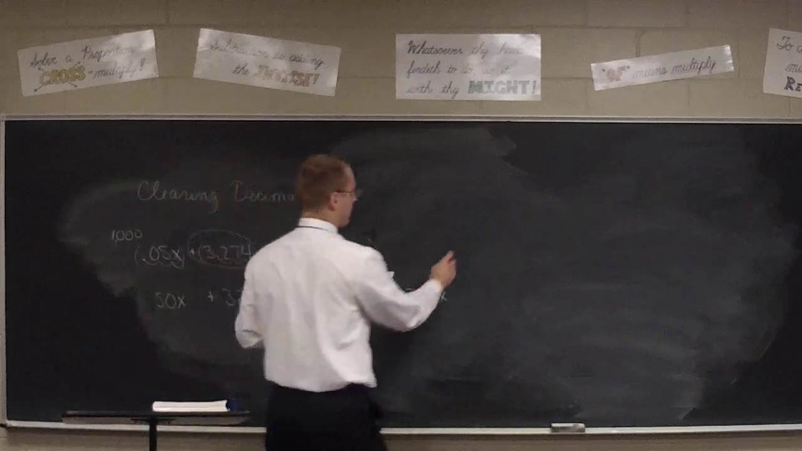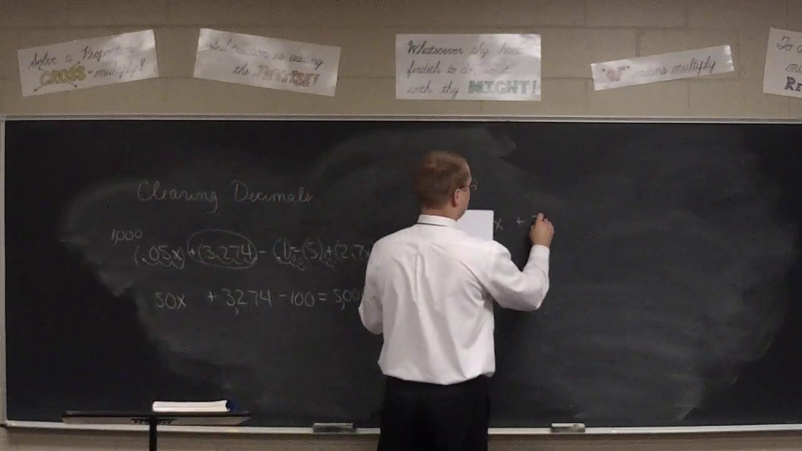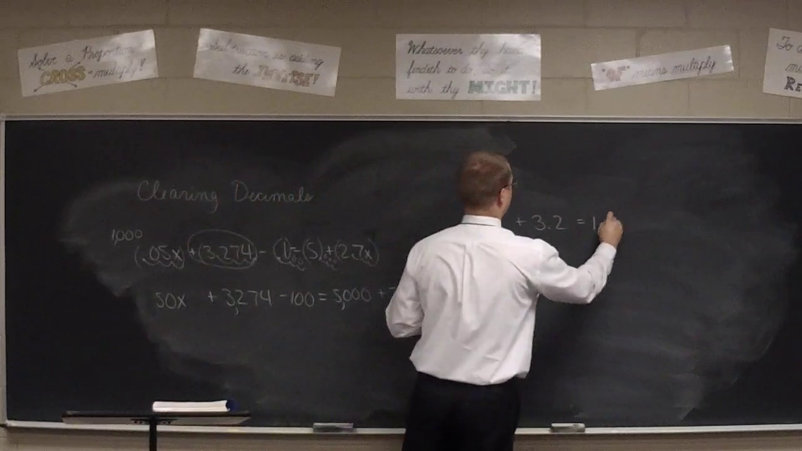Write this down on your paper. 0.2x plus 3.2 equals 1.8.